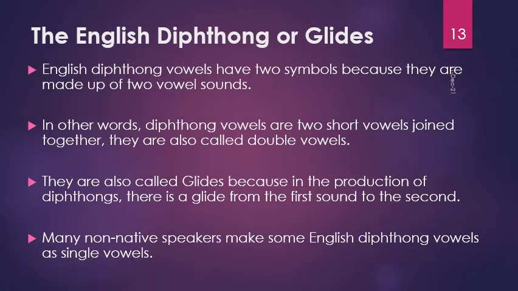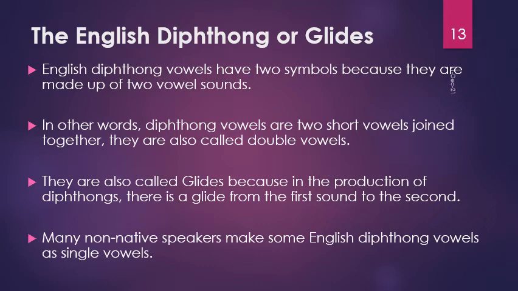The English diphthong or glides. The English diphthong vowels have two symbols because they are made up of two vowel sounds. In other words, diphthong vowels are two short vowels joined together. They are also called double vowels. They are also called glides because in the production of diphthongs, there is a glide from the first sound to the second sound.